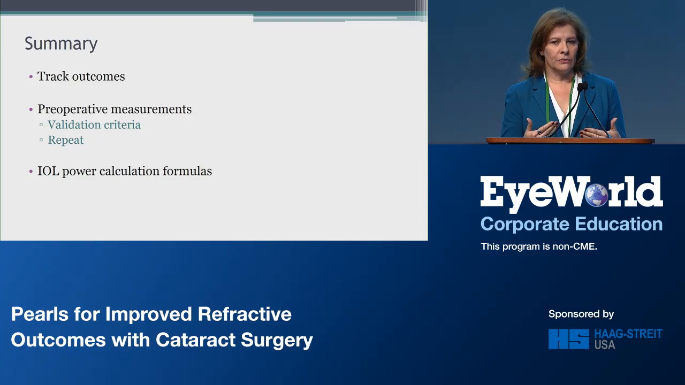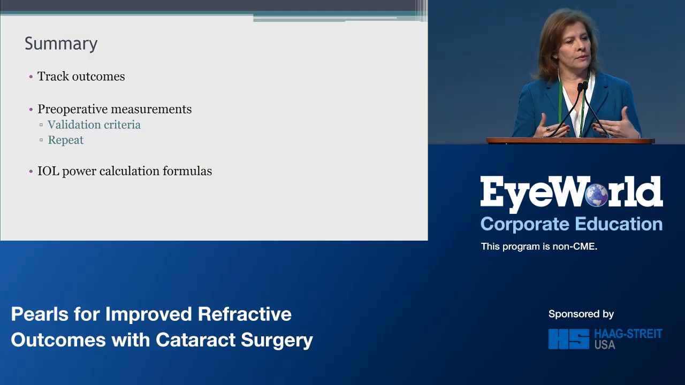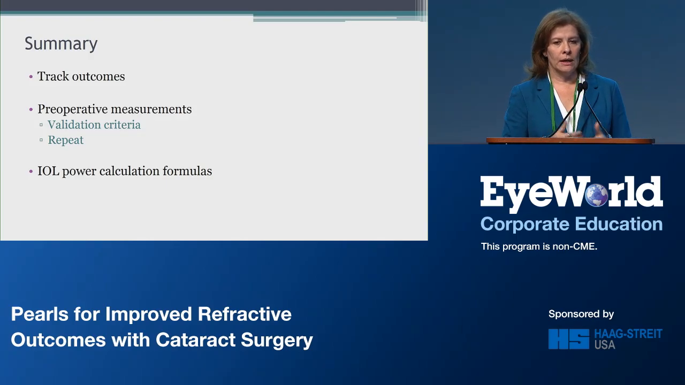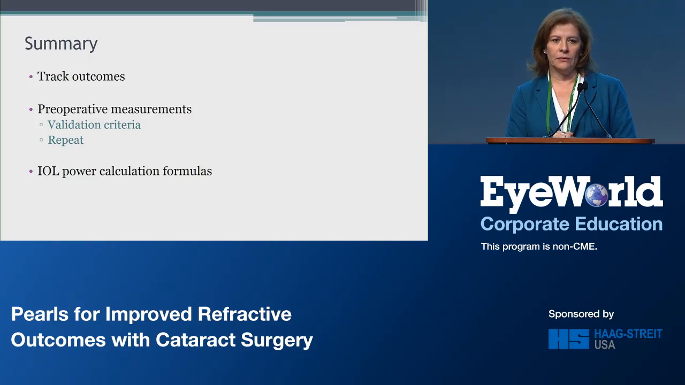So why is that difference? We are using the same formulas. We are using the same device. Why do we have a 20% difference between these outcomes? So again, preoperative measurements, validation criteria, and repeat as you need.